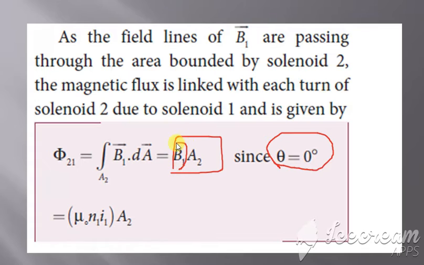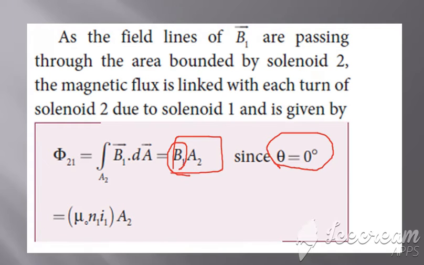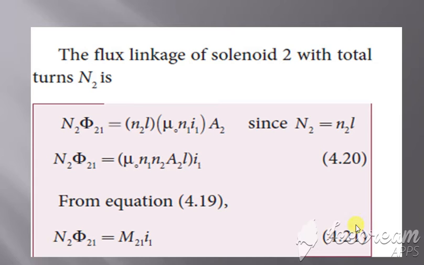Now what is the value of B1? Just now we saw that B1 is equal to mu naught n1 I1, so phi is mu naught n1 I1 into A2. So this gives the value of phi, which is the flux. So we have found the value of phi, but what we have to find is the value of M.